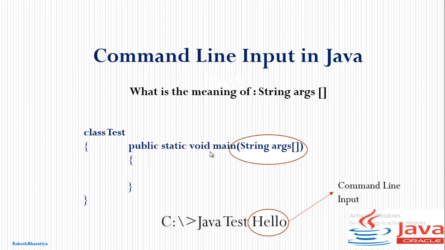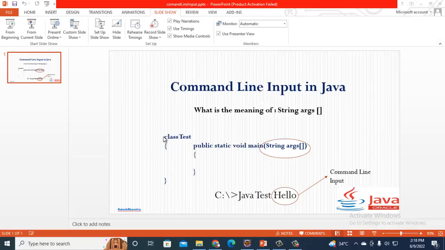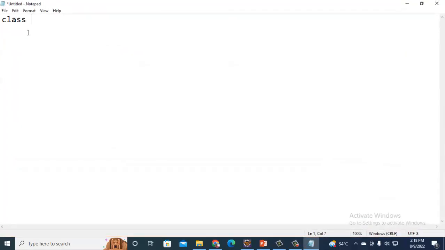As you know, in every Java code there is a main function. In the parameter of the main function there is String args. This args is the name of an array and String is the data type of this array. The command line input will be stored in this args array. Let's see how. Open Notepad and write the code.